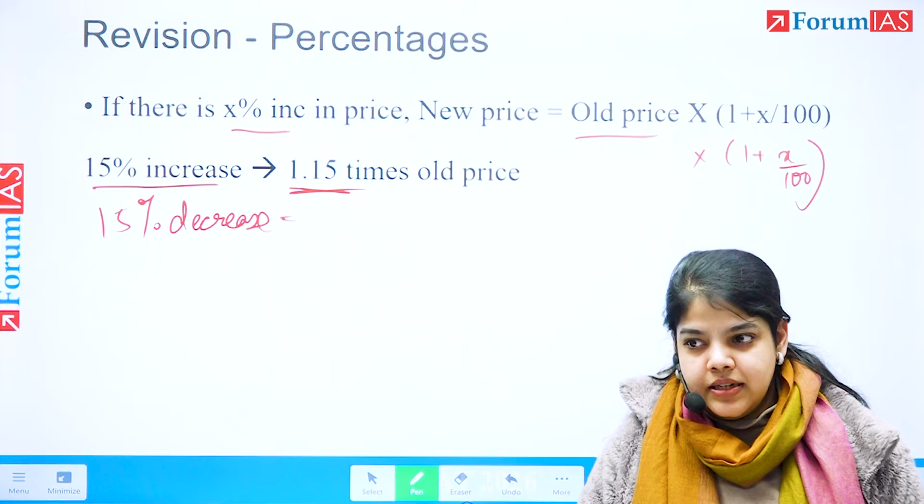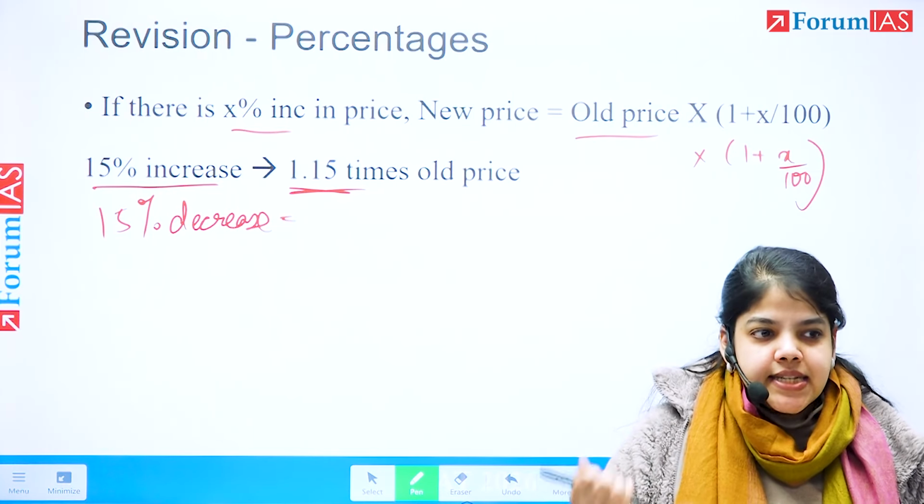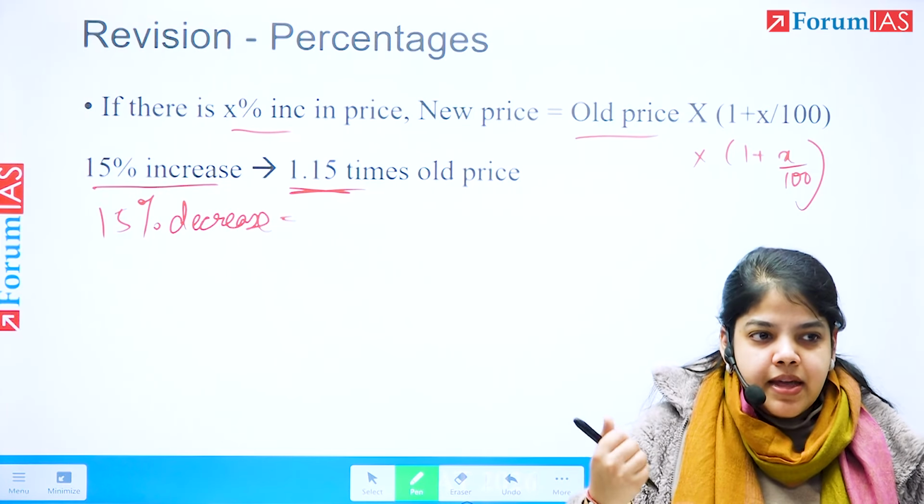If there is a 15% decrease in price, what do I multiply my old price with? If the price of a product decreases by 15%, 0.85, है ना? 1 minus 0.15, which is equal to 0.85. बेसिकली अगर डिक्रीज हो रहा है तो यहाँ पे माइनस हो जाएगा, इंक्रीज हो रहा है तो प्लस हो जाएगा.